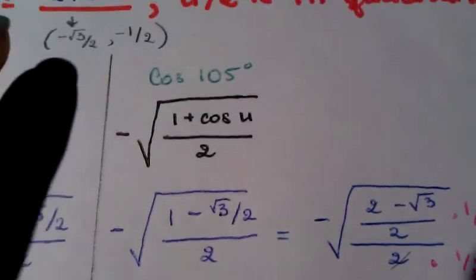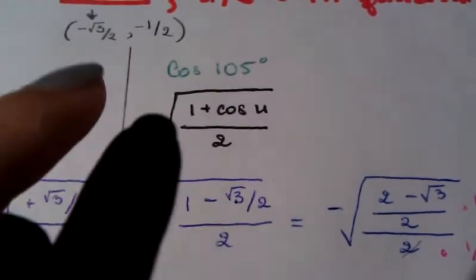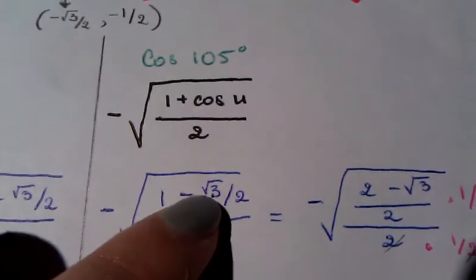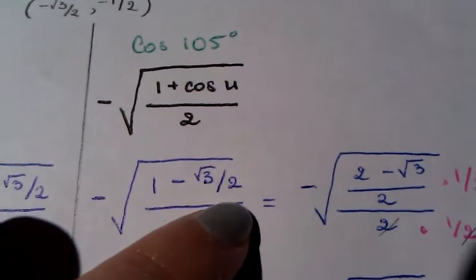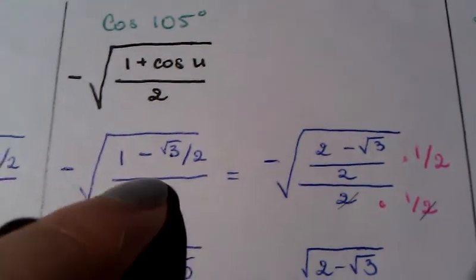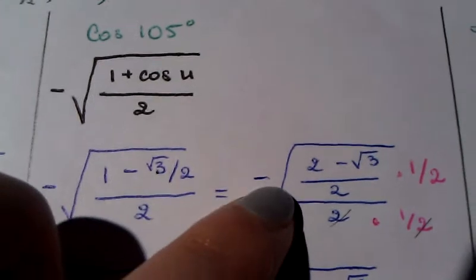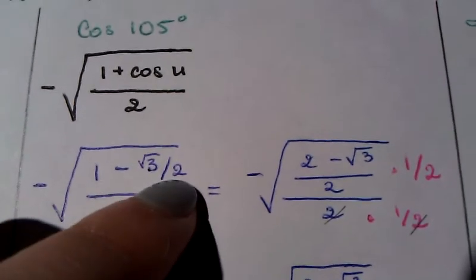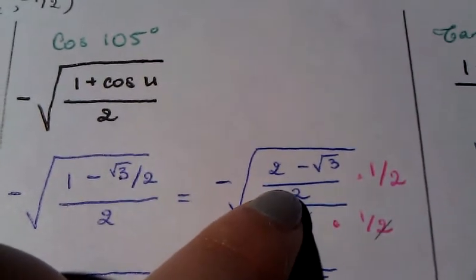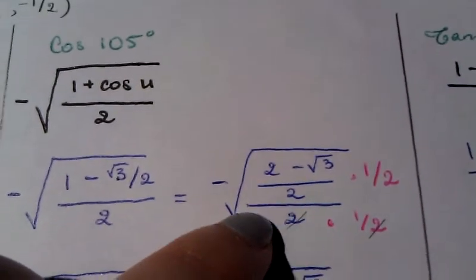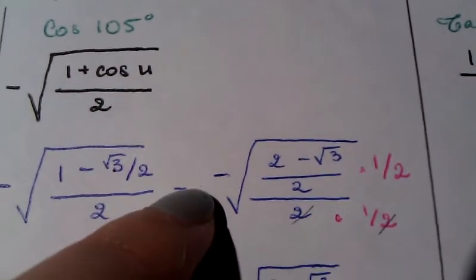So we're doing the same thing by plugging point x into the formula, which is negative radical 3 over 2. And then we multiply 1 with the common denominator of 2, and we get 2 minus radical 3 over 2 over 2, and then square root it with a negative sign.